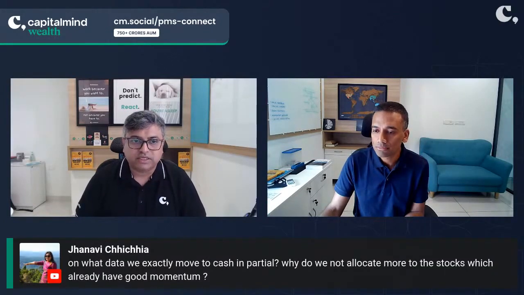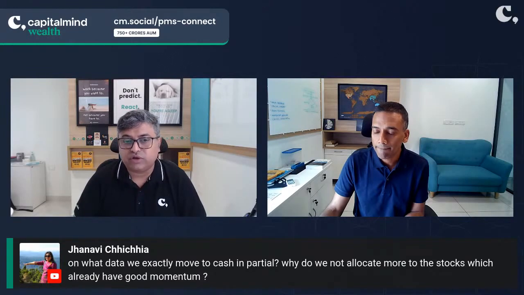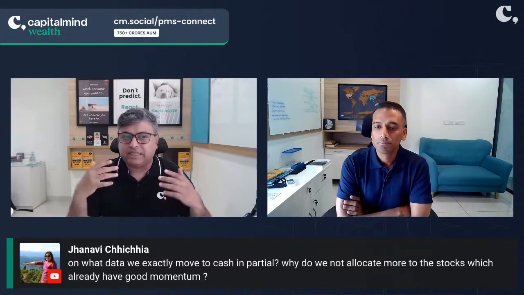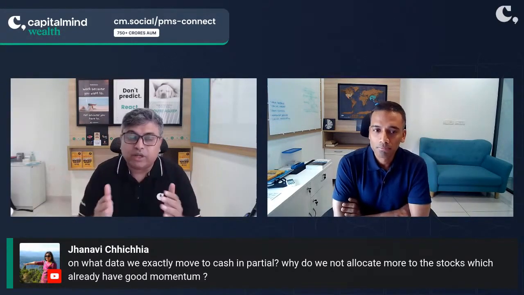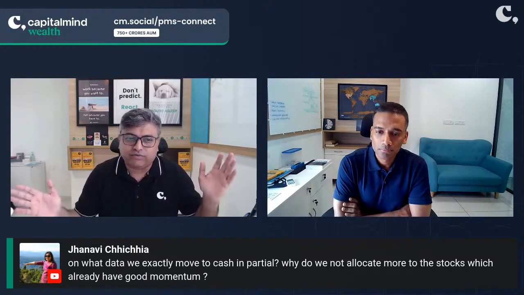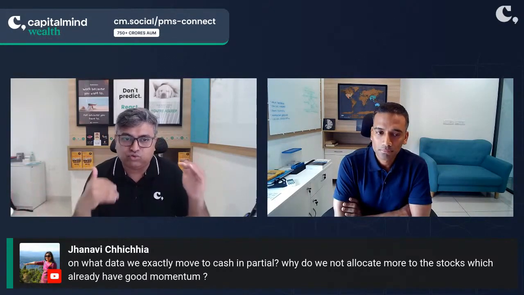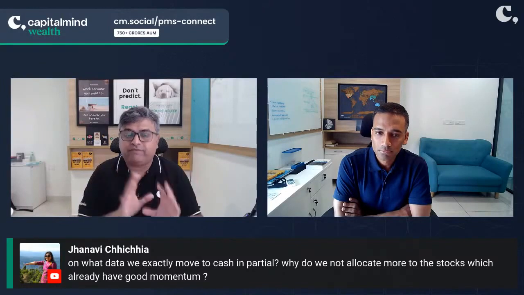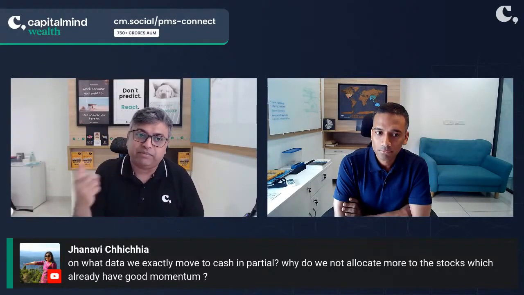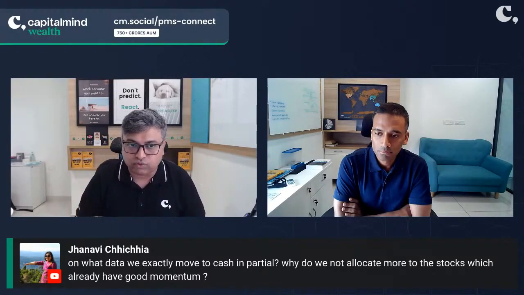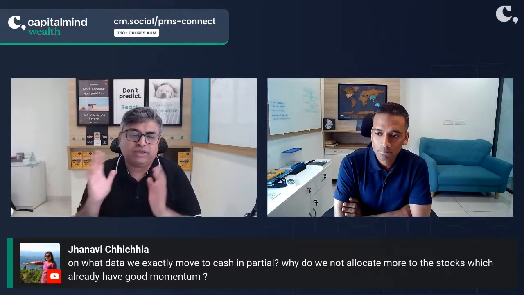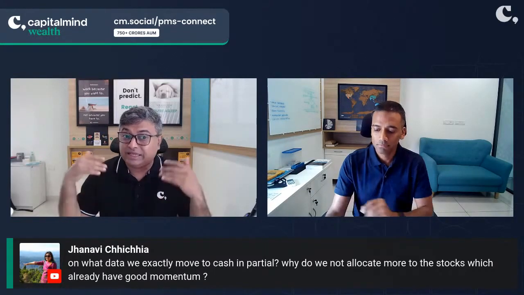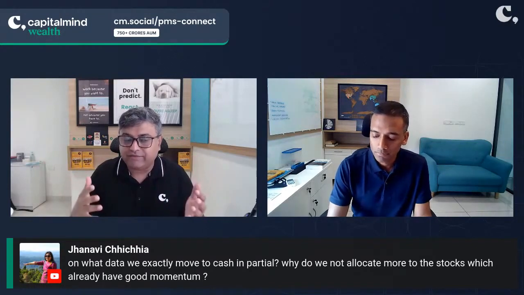Next question is by Janvi, which is on which data do we exactly move to cash in partial? Why not allocate more to the stocks? My initial thought over here is that there's a reason why momentum is not there. So think of this. Let's say there's a universe of 400 stocks. You have to choose 20, but only four are showing up. Do you say 25% per stock and put all your money into those four? Or do you not think that the market is giving you a signal that there is no momentum and therefore you should be in cash?